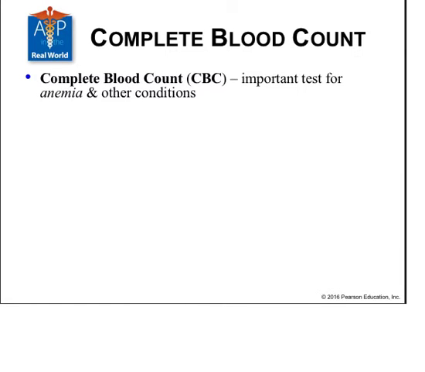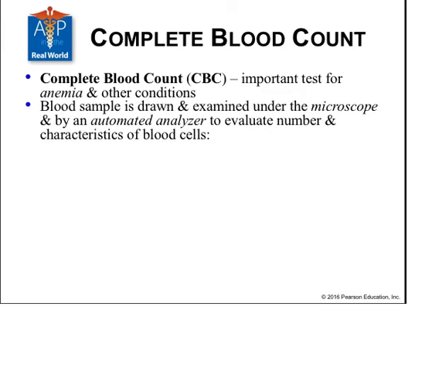Now, a complete blood count can be used as a diagnostic tool for the physician to determine what might be making you sick. It's an important test for anemia as well as other conditions. Here are blood samples drawn and examined under a microscope and also analyzed by an automated analyzer to evaluate the number and the characteristics of blood cells. These days a computer can do that. In the old days you used to have to make a blood smear and then manually count the field for the different types of cells that you would see.